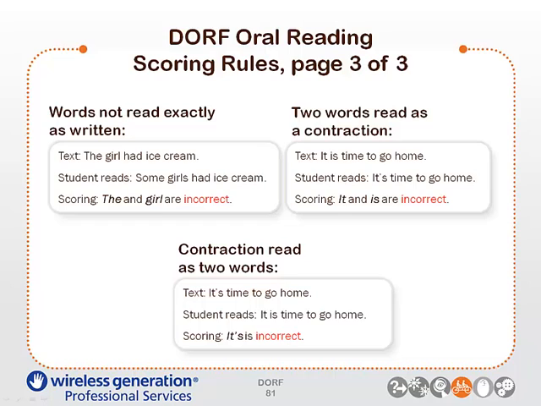If a contraction is read as 2 words, score it incorrect. For example, the text may read, it's time to go home. The student reads, it is time to go home. It's is marked incorrect.